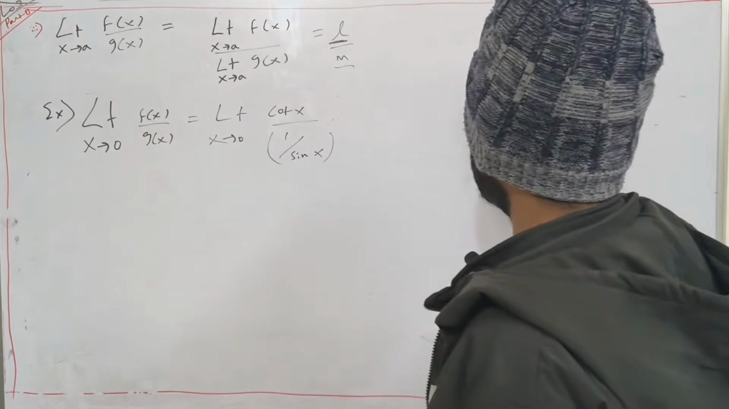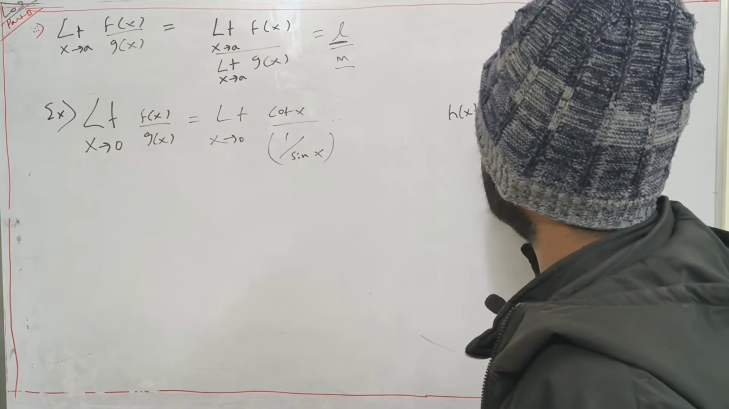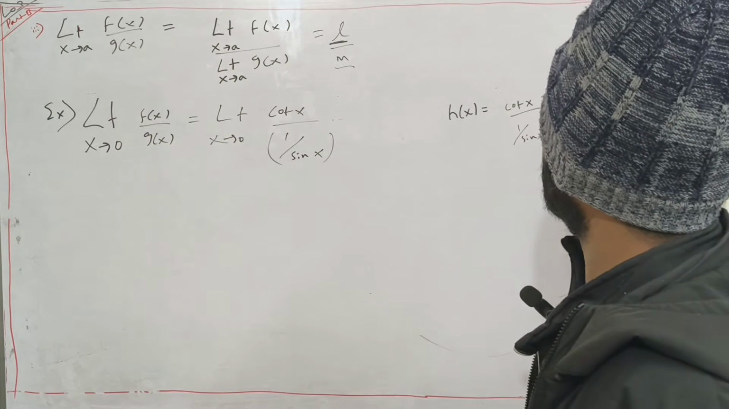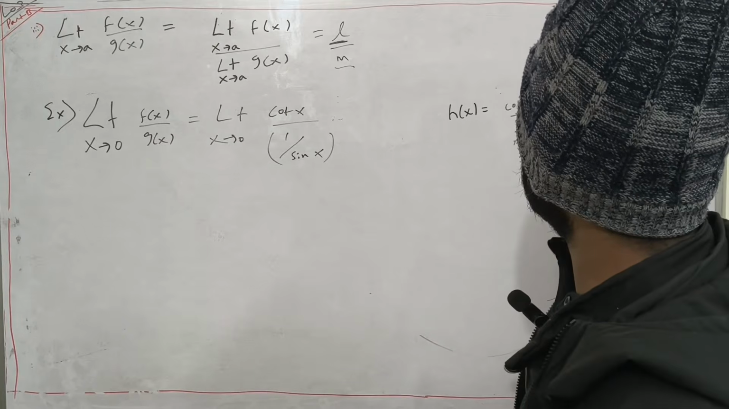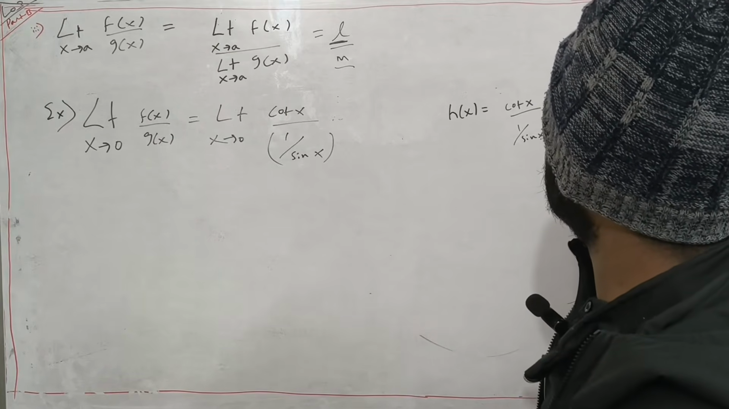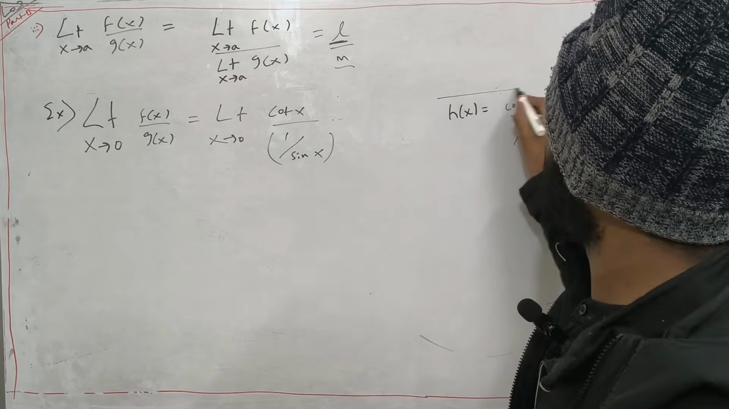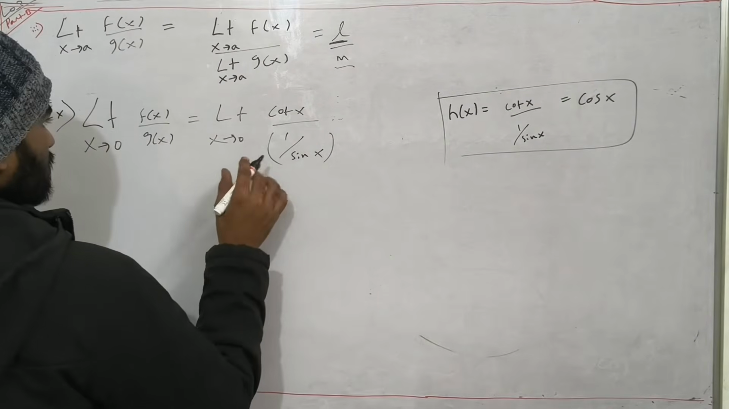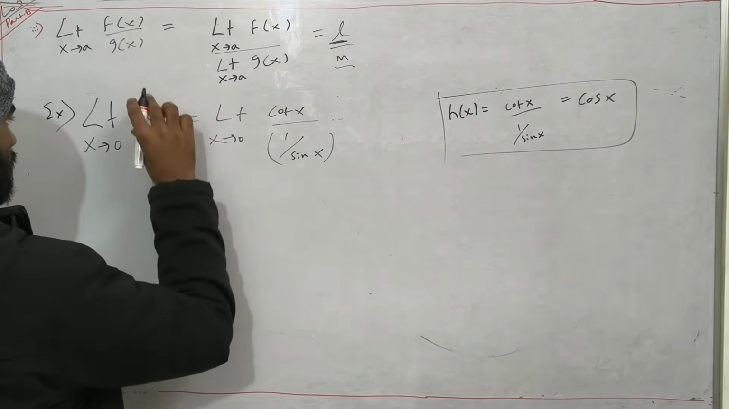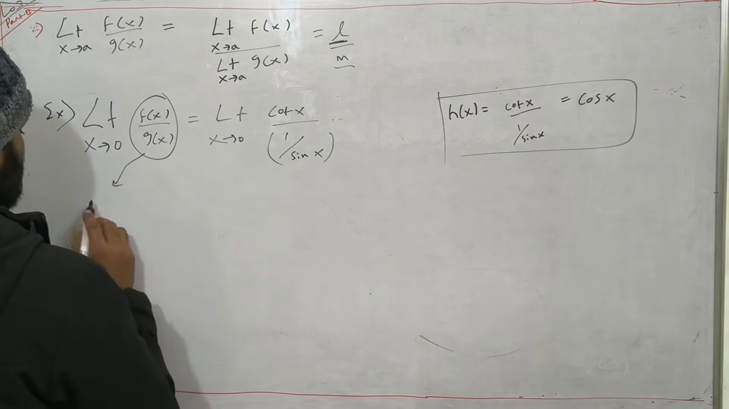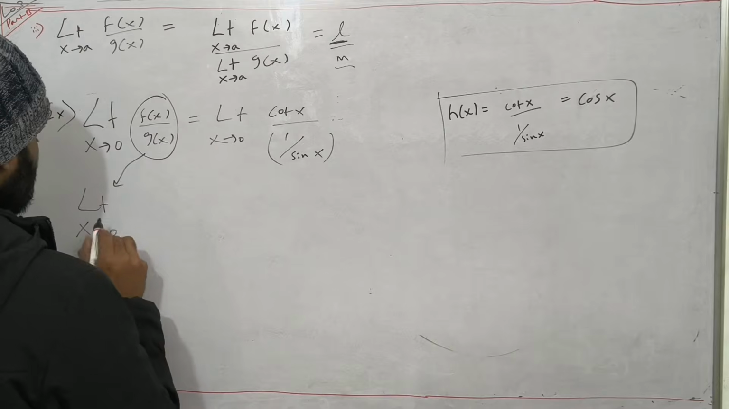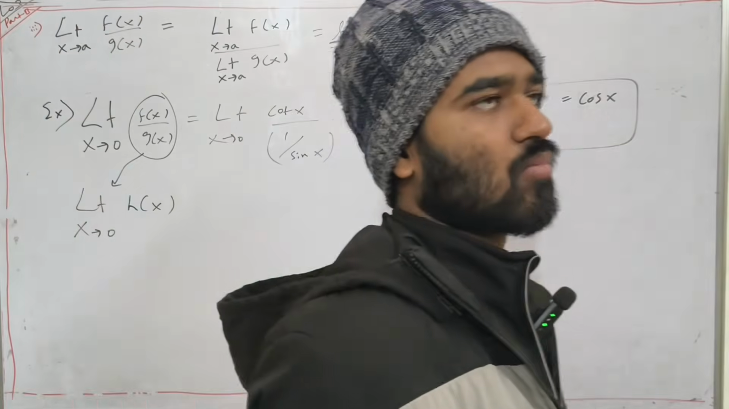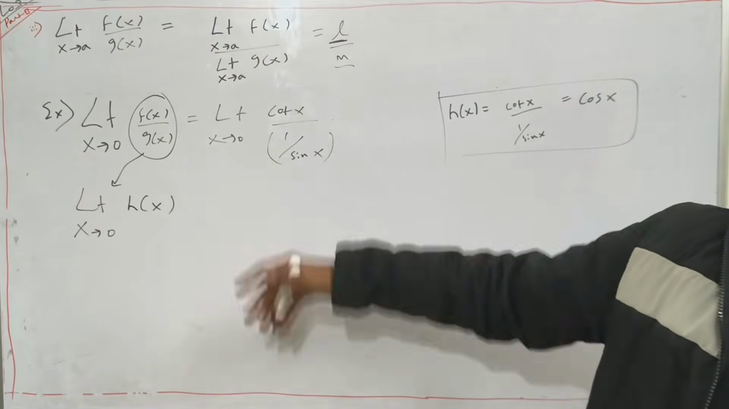So I assume that h of x equals cot x by 1 by sin x, okay, this is equal to cos x. Understand? So here this is h of x, I assume this as a single function, that is limit x tends to 0 of h of x. So now apply the limit to h of x, a single limit, no need to divide.